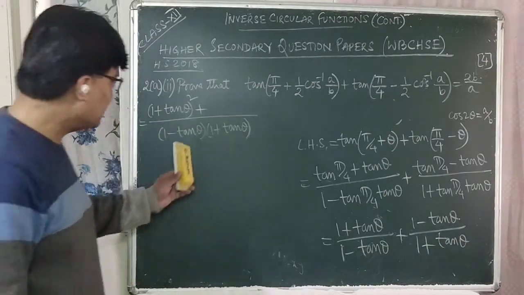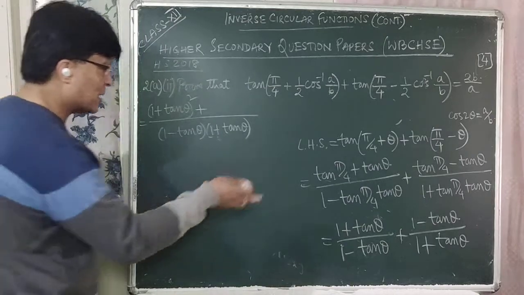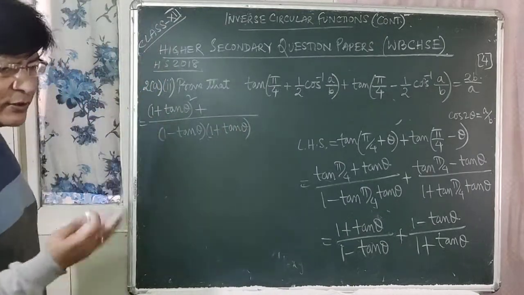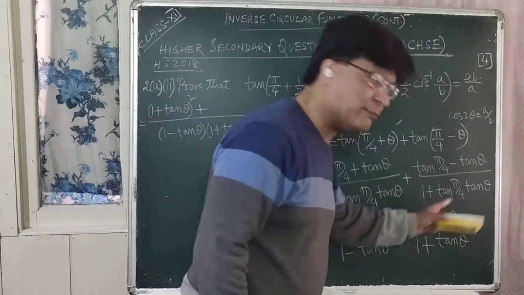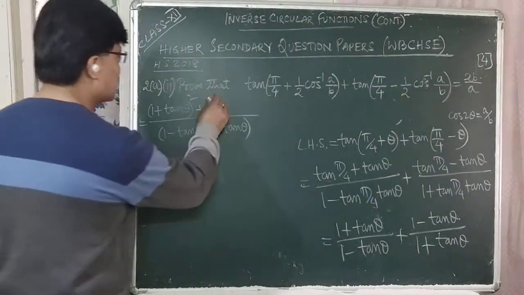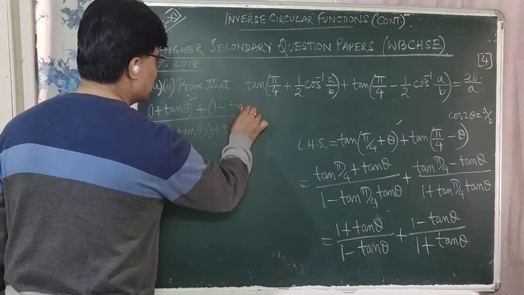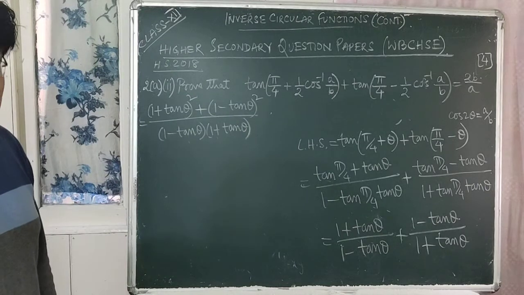Clear? Now again this LCM is divided by 1 plus tan theta, so 1 plus tan theta gets cancelled. You will get 1 minus tan theta, and this should be multiplied by 1 minus tan theta. Both are the same. What is the product? 1 minus tan theta whole square. Is it clear to all of you?